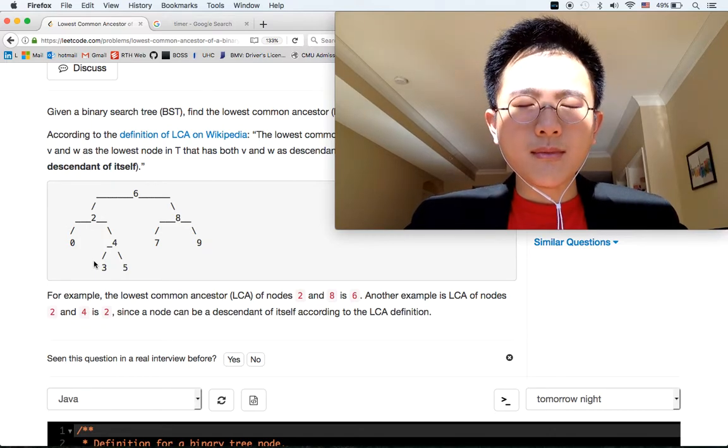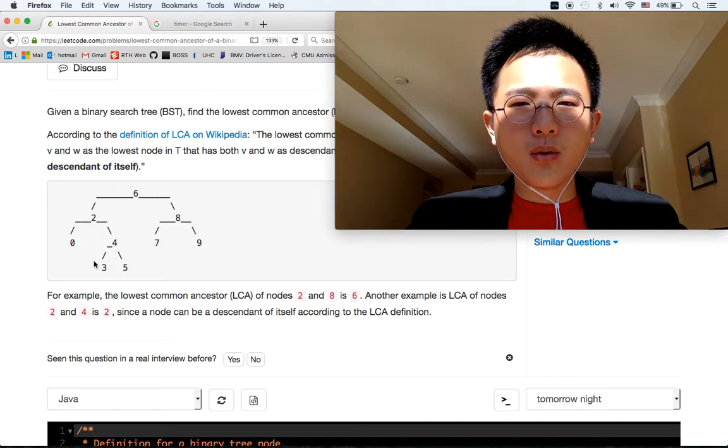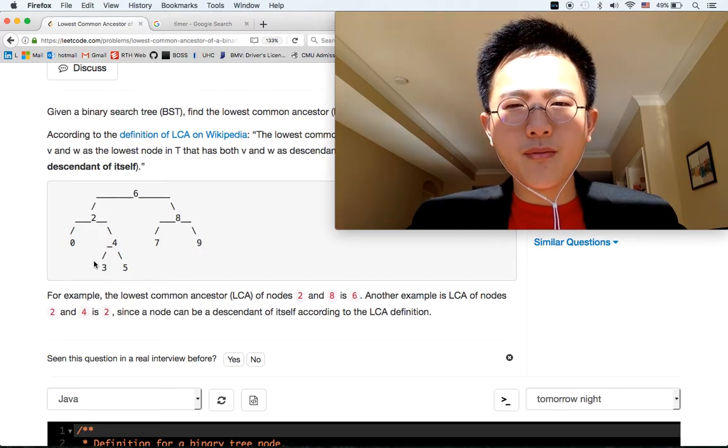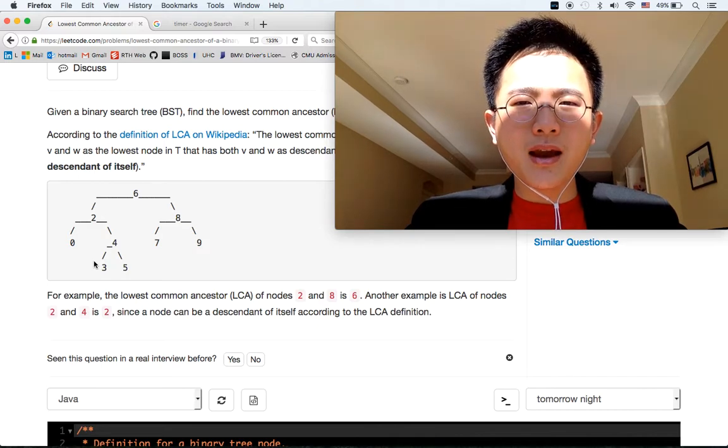So, what kind of information can we take advantage of? First of all, this is a binary search tree. The attribute of a binary search tree is that the left node is less than the root, and the root is less than the right node.